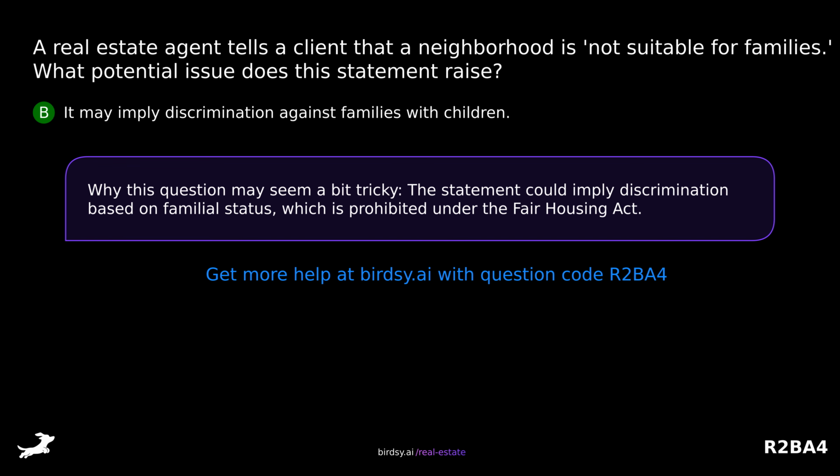Why this question may seem a bit tricky. The statement could imply discrimination based on familial status, which is prohibited under the Fair Housing Act.